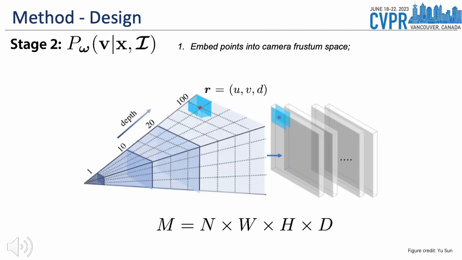To embed points into camera frustum space, we discretize the camera's field of view into a mesh grid. Each cell in the grid stores the coordinates of a position point. Using the camera's external parameters, we are able to express the in-camera mesh grid points in the same global coordinate system.